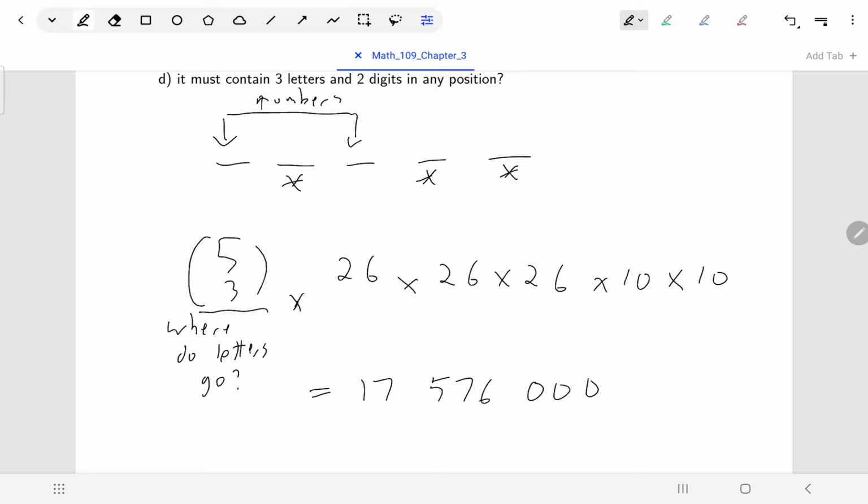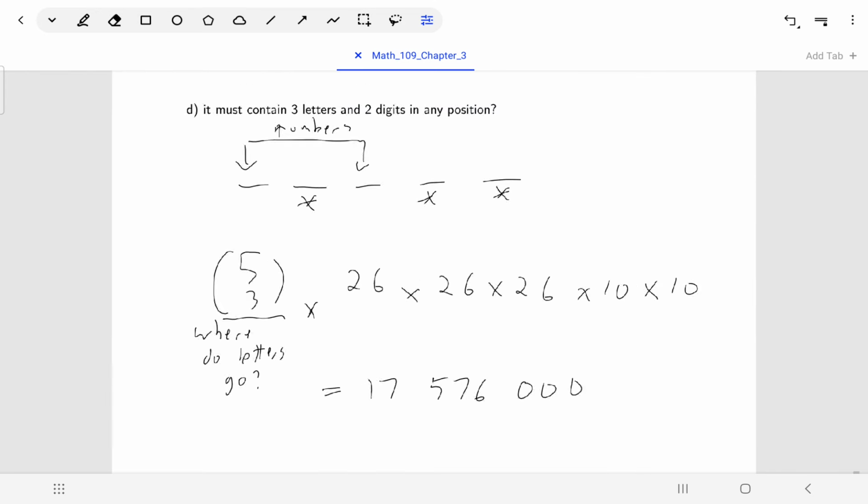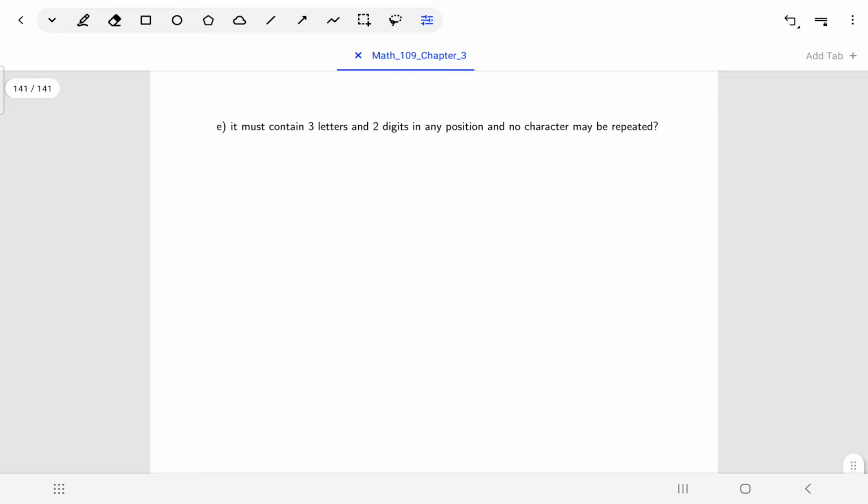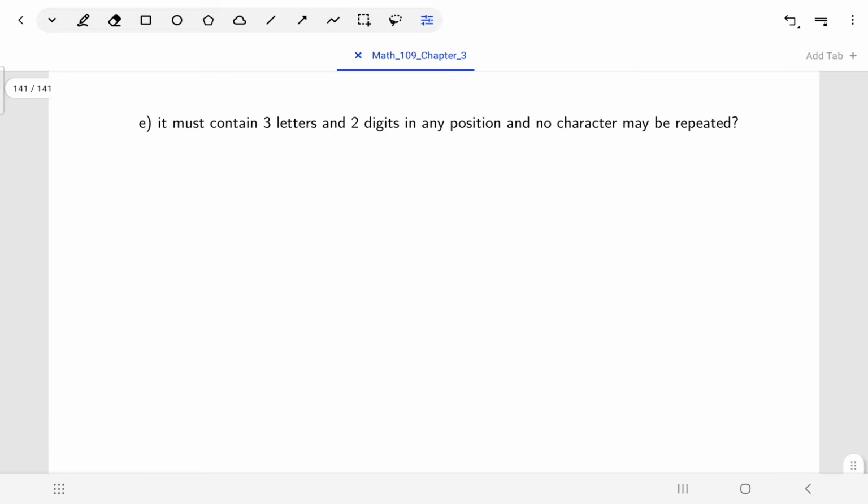17,576,000 possible passwords. So we looked at what if it was 3 letters and 2 digits, 3 letters at the beginning? What if it's 3 letters and 2 digits, 3 letters anywhere? And now finally, what if it's 3 letters and 2 digits, the 3 letters are anywhere, and on top of that, no character can be repeated? So let's do that. Let's start off with the first part. I'm going to first think about my first task. Same as before, we have 5 positions, and I need to know where do the letters go. So I need to choose locations for letters.